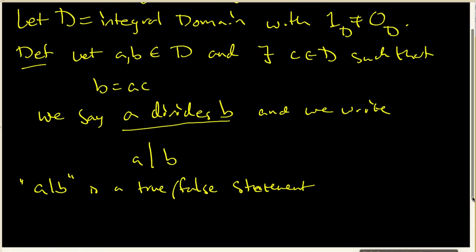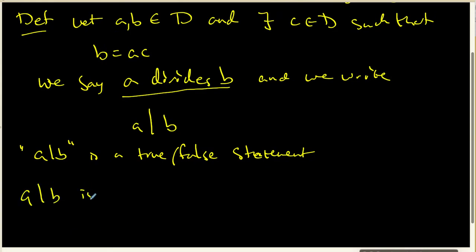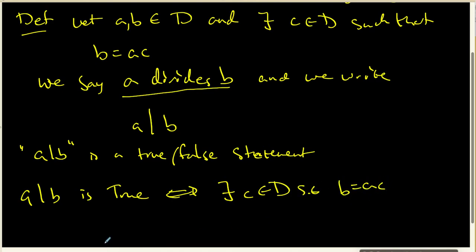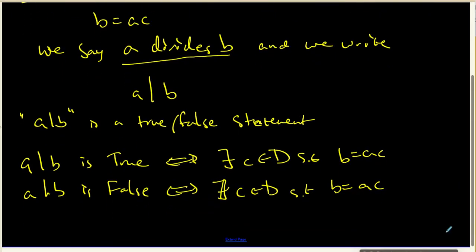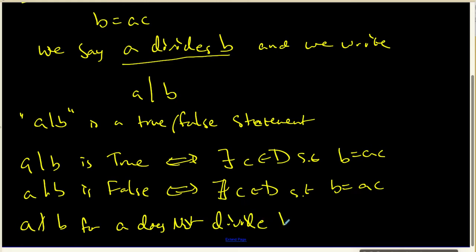And what I mean by that is this. A divides B is true happens when there does exist a C inside our domain such that B is equal to A times C. A divides B is false means that there is no C inside our domain such that B is equal to A times C. And if A does not divide B, we write A does not divide B. This particular notation is mimicking the notation for divides in a number theory situation exactly.